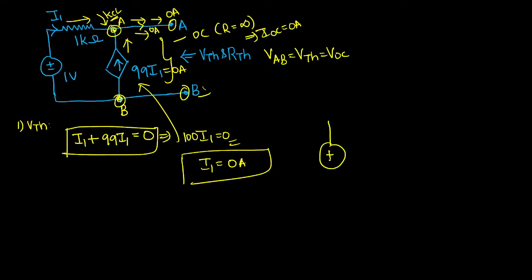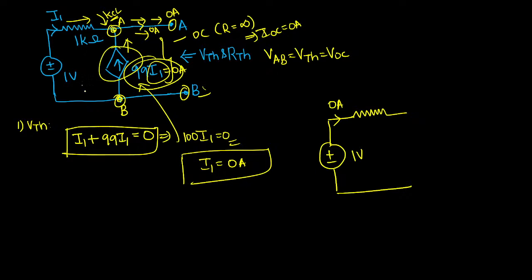Just to focus, here we have 1 voltage source. Since here they only told the value of I1 is 0. But here we have the resistance. Since if I1 is 0, 99 into 0 is 0. So the value of this current source is 0 ampere. So we can open circuit that current source. So here only we are calculating Thevenin.